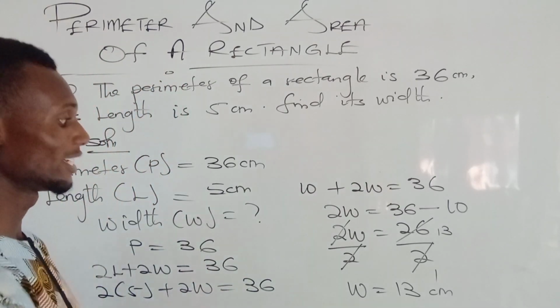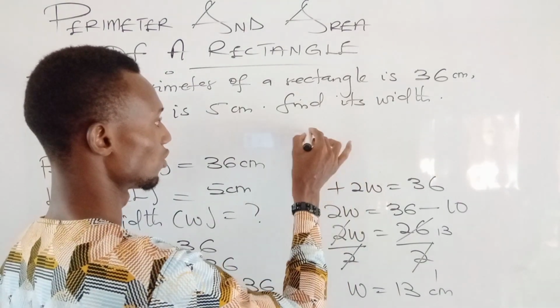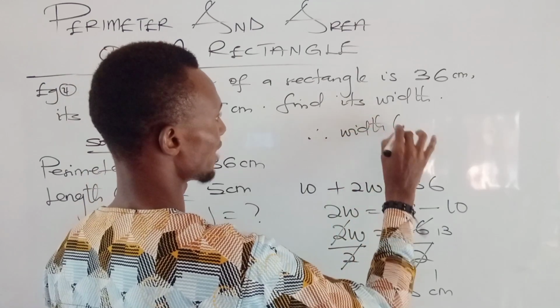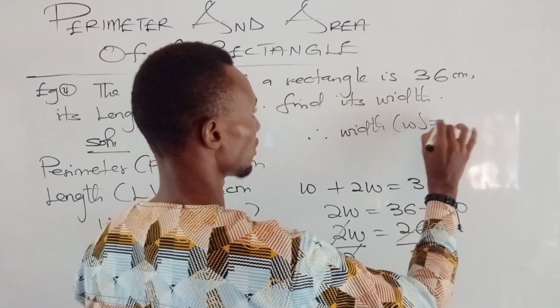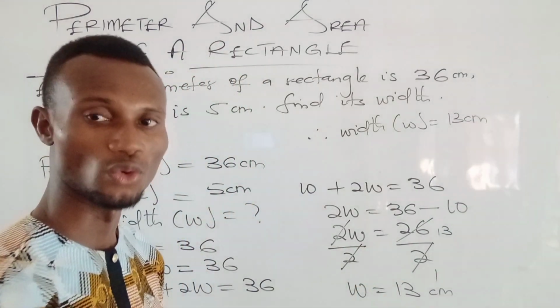The only space I have is here, so let me write it here. Let me conclude from the top here. So therefore the width, the width in brackets W, is equal to 13 centimeters. So that is how you go about it.